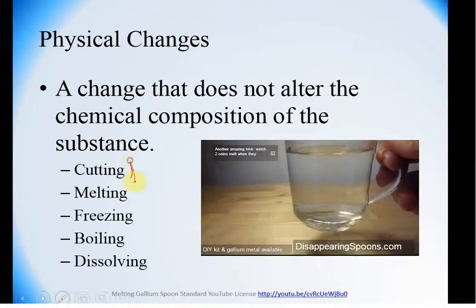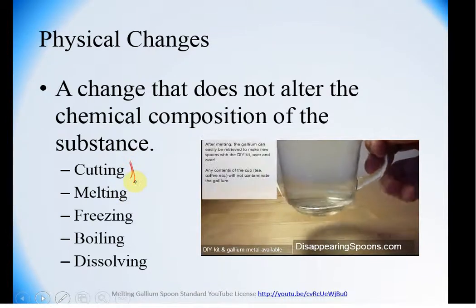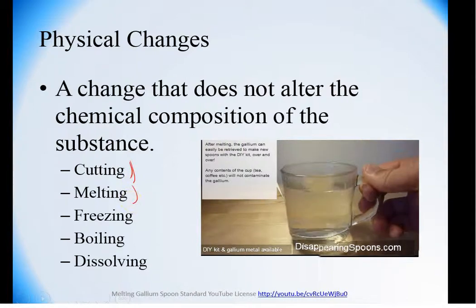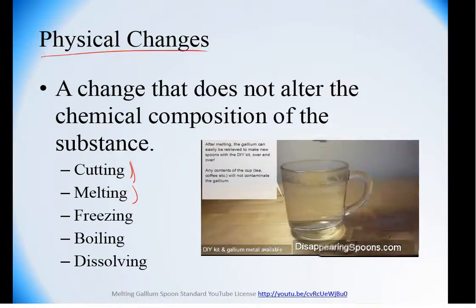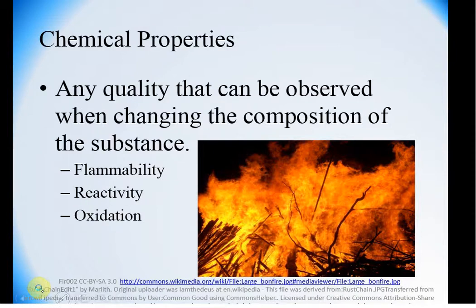If I were to cut a piece of paper, it is still paper. If you melt ice, it is still water. It has just changed form. So these are physical changes. Chemical properties you can only observe if you are going through a process changing the composition or the identity of the substance. So reacting, burning, oxidizing, these are things that allow you to change the substance.